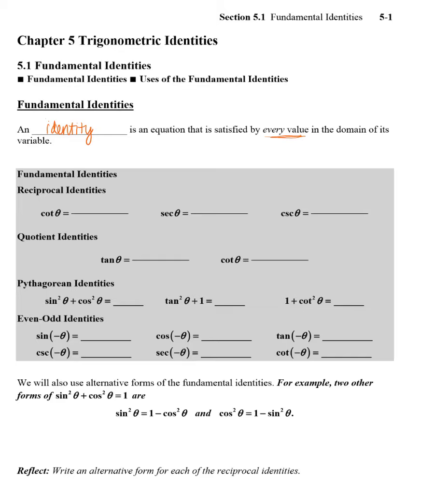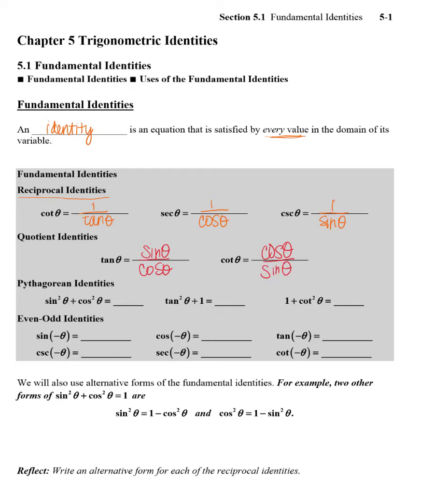Let's review a little bit. With the fundamental identities, we've seen all of these before, so we'll just write them down really quickly. The first set are the reciprocal identities. So remember how cotangent is the reciprocal of tangent. Secant is the reciprocal of cosine, and cosecant is the reciprocal of sine. The quotient identities: tangent is sine theta over cosine theta, and cotangent is a reciprocal of that, so it's cosine theta over sine theta.